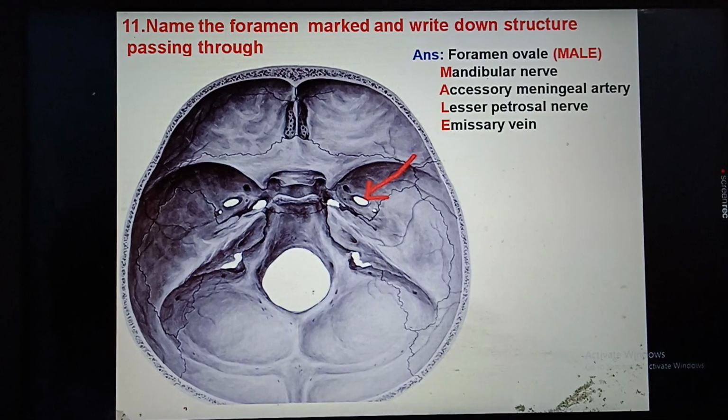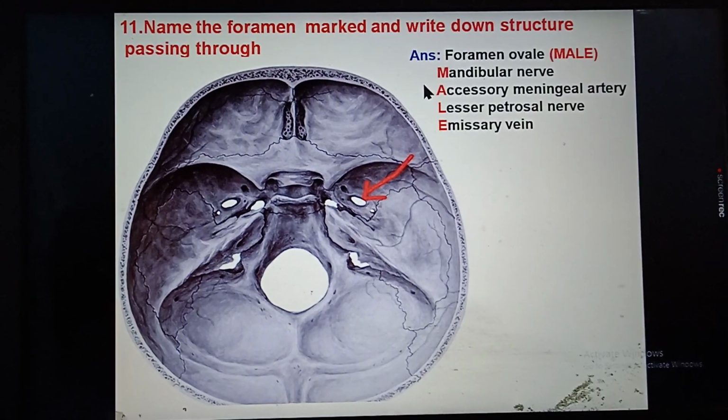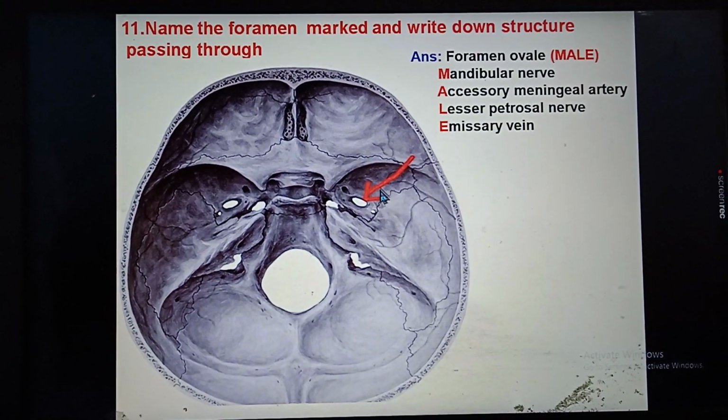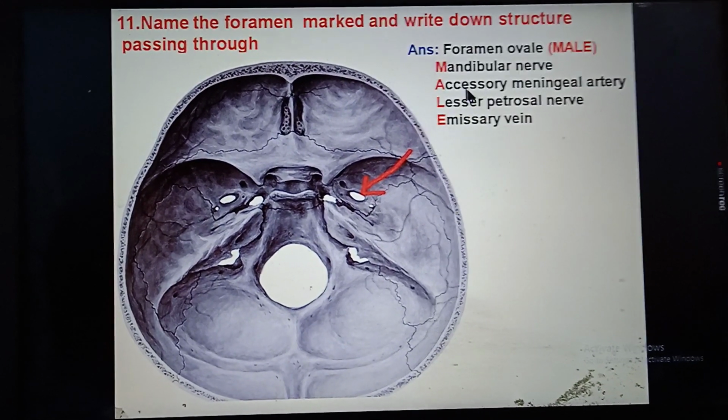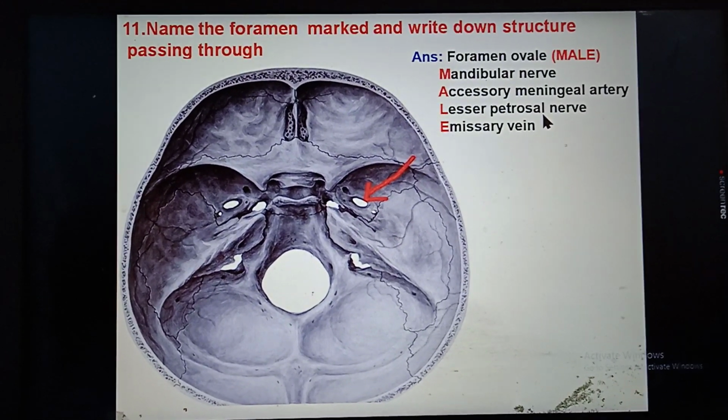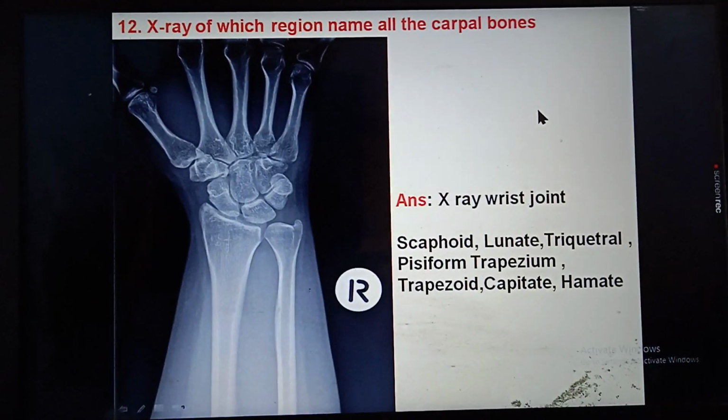Name the foramen marked and write down the structures passing through it. This is the foramen ovale, and passing through it are the mandibular nerve, accessory meningeal artery, lesser petrosal nerve and emissary vein.